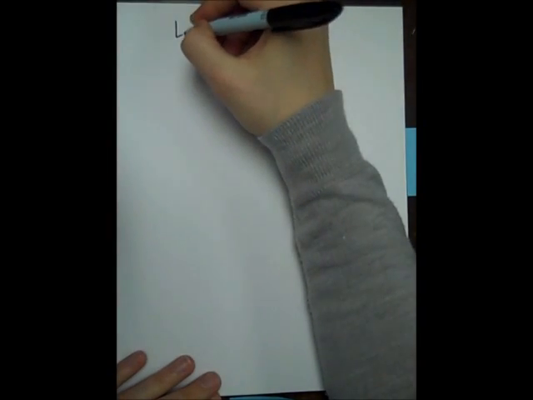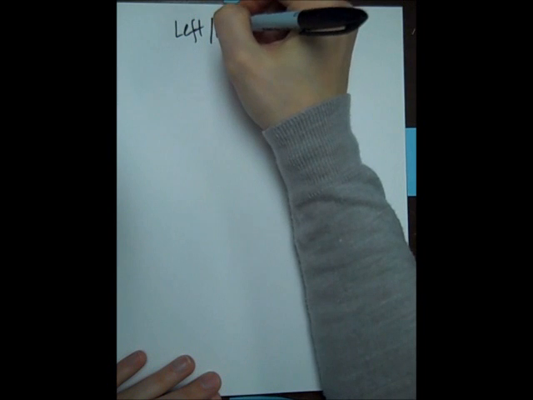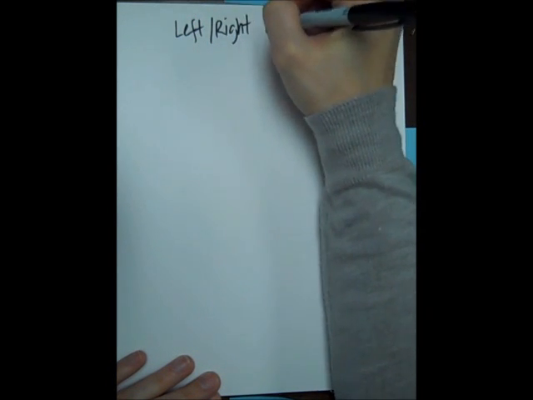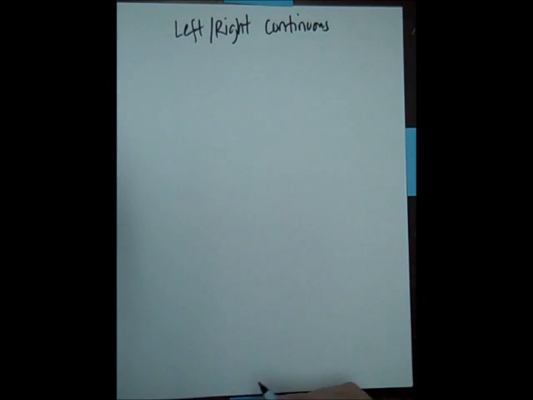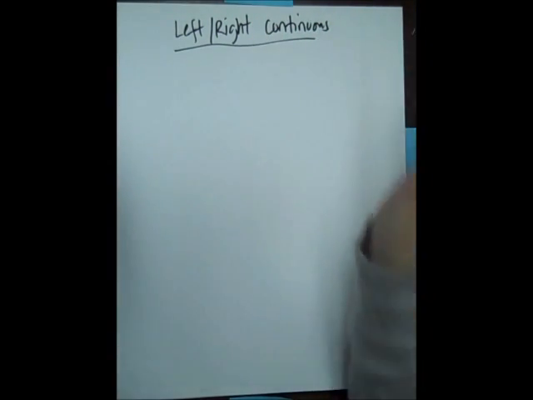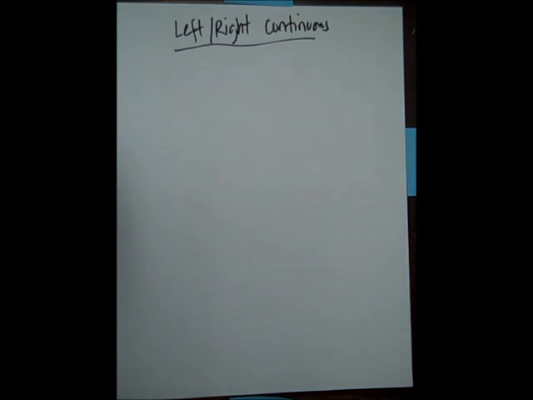So along with continuous, we can talk about a function being left continuous or right continuous. Even if a function isn't necessarily continuous, it might be left continuous or it might be right continuous.